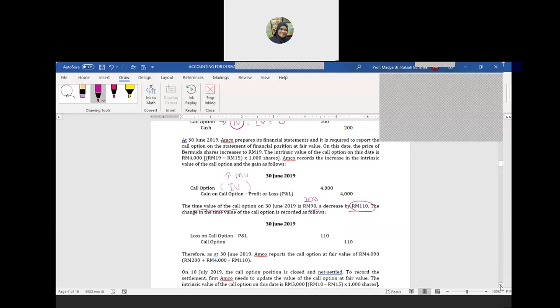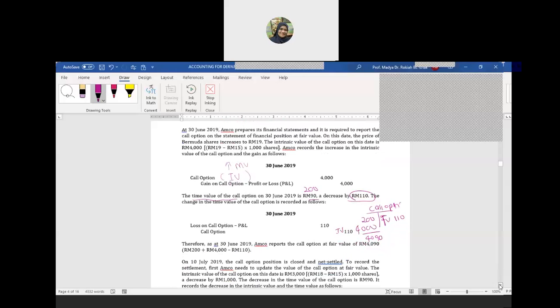Therefore, on 30th of June 2019, AMCO is going to report the call option at the fair value of 4,090. Where do we get that? Look at your call options account. You start with the 200, now the amount increased by 4,000 due to the intrinsic value, and then the time value was reduced by 110. So at the end you have a balance of 4,090. So on 30th of June, they're going to report the call option at 4,090.